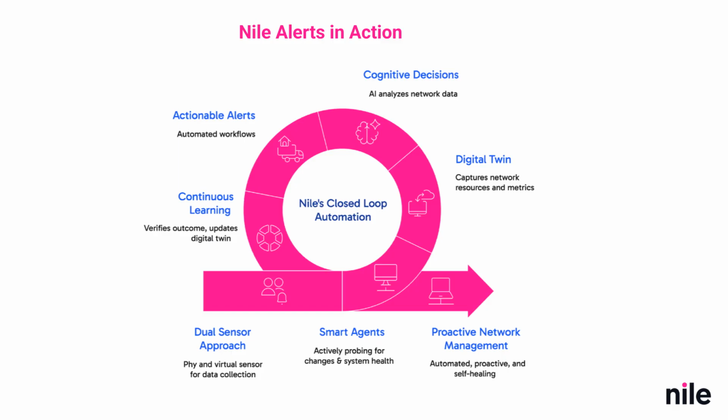The magic happens with Nile AI Analytics. Here, AI acts as your network's brain, analyzing everything, spotting patterns and anomalies, and figuring out the best way to keep things running smoothly. If something needs attention, you get actionable alerts. No generic warnings here. These are automated workflows delivering just the right info to the right people for quick, targeted action. It doesn't stop there.